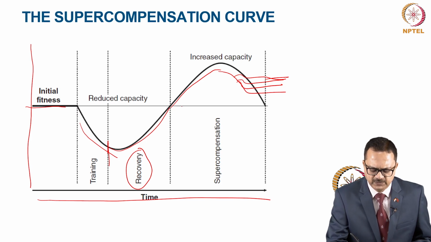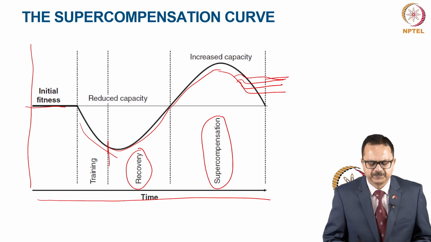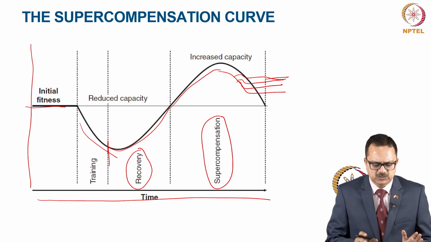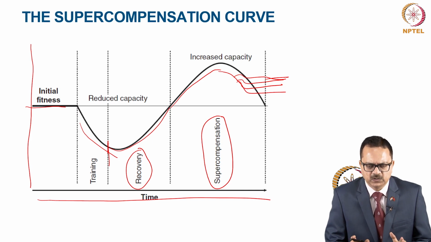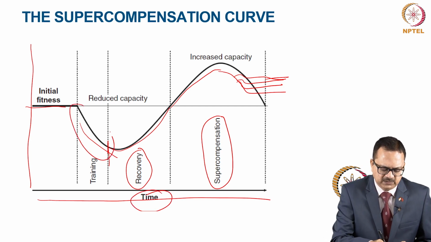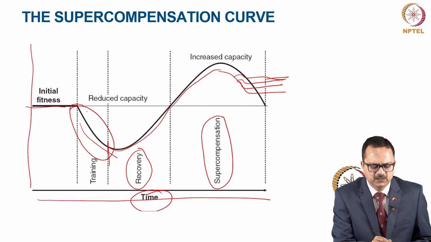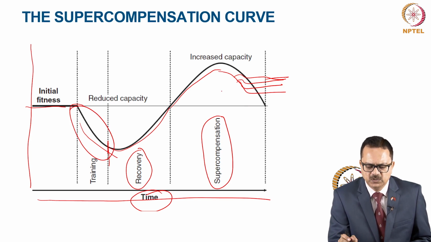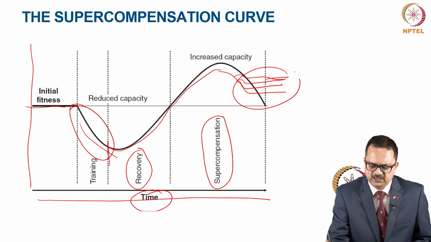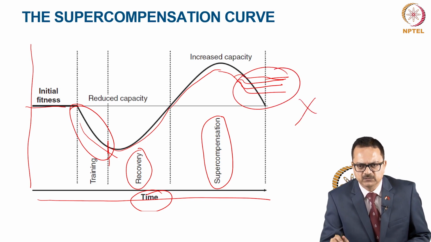This phenomenon of the baseline fitness going higher during the recovery period is called supercompensation. And the most important thing to learn from this graph is you have to give the athlete time for recovery and supercompensation to develop. You cannot keep loading the athlete continuously, because when you load the athlete, the baseline fitness level keeps dropping. And if you do not give it time, it will not be able to bounce back into the supercompensation that we require, and higher baseline fitness levels cannot be achieved if you do not give the athlete time.